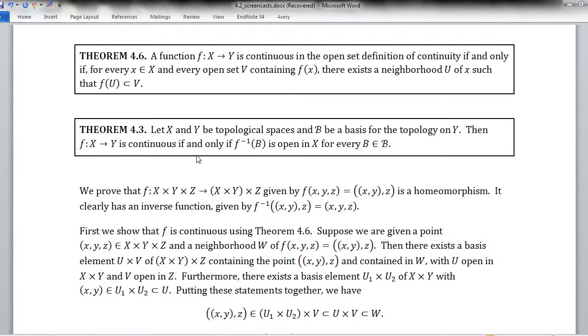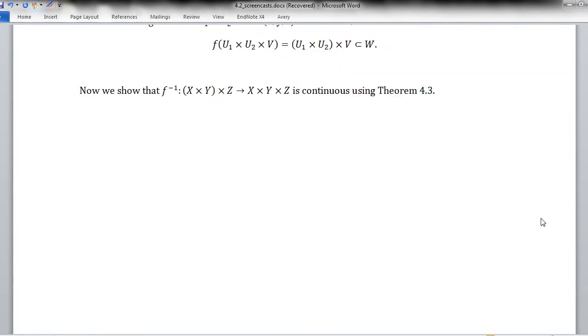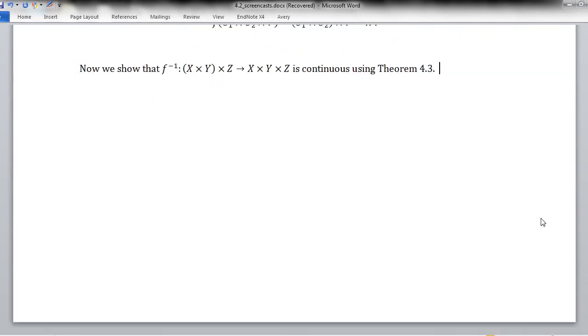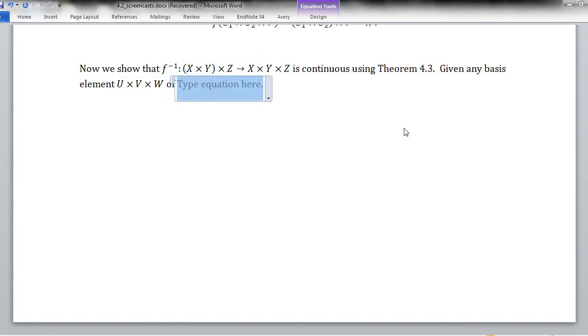is a lot like the original definition of continuity, but it says you don't have to check that the preimage of every open set is open. It's enough to just check that the preimage of every basis element is open. Okay. So what do we have to say? Well, okay, so given any basis element of our target, right? So it's going to be something like u times v times w of, I'm tired of typing that, let me copy it down here, of x times y times z.